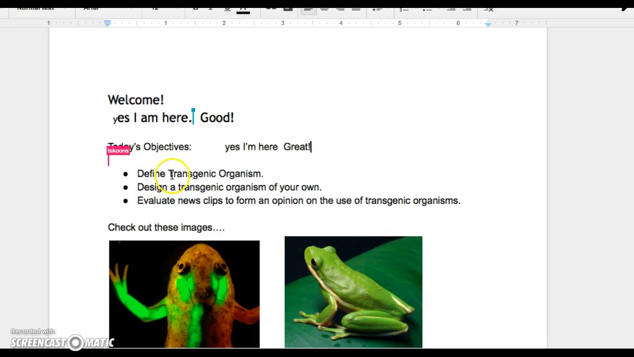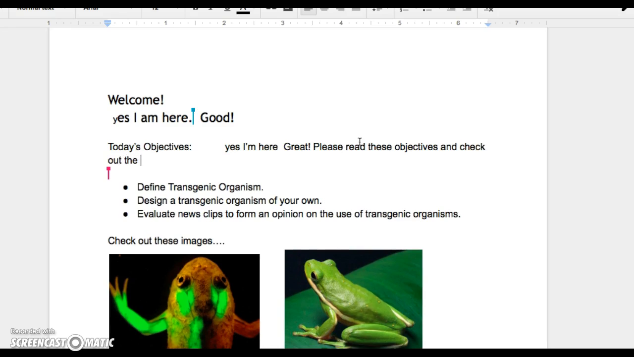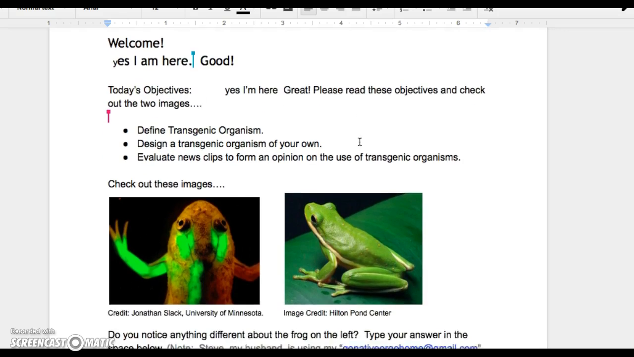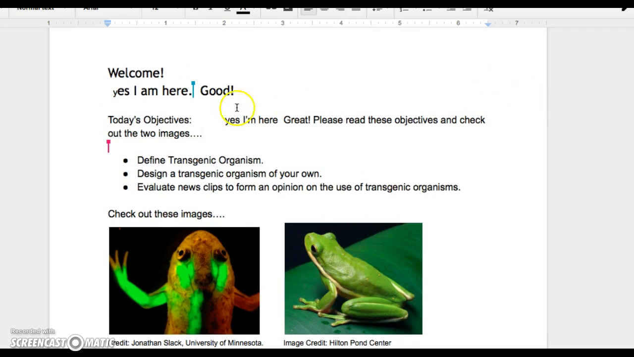Okay, so today's objectives are listed here. I'm asking them to read the objectives, which are to define transgenic organism, design a transgenic organism of your own, and to evaluate news clips to form an opinion on the use of transgenic organisms.